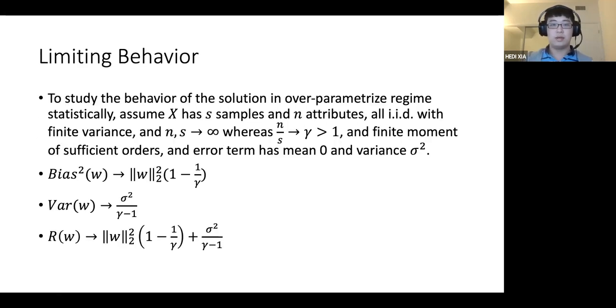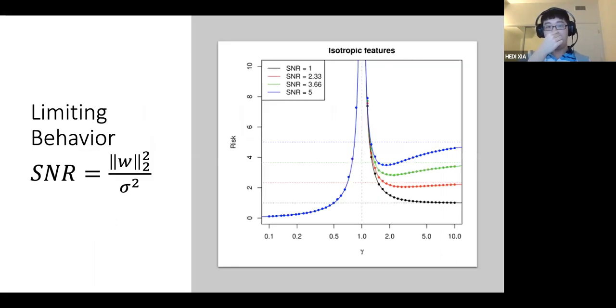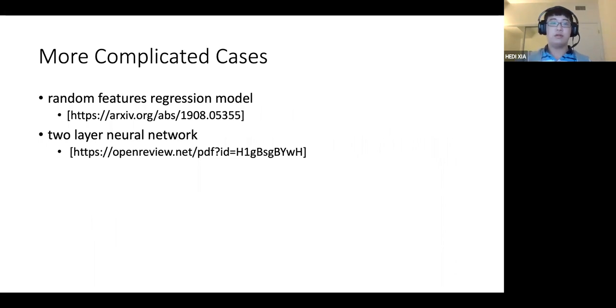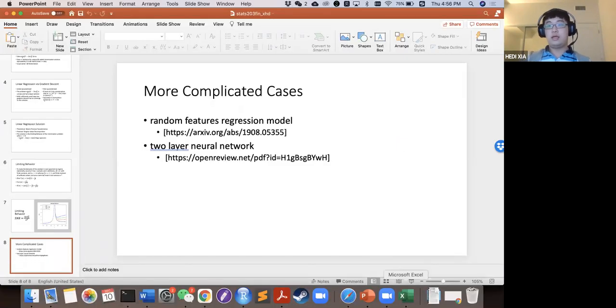Next slide, please. So when we have the limiting behavior, we have the bias and variance converging. And we have the statistical results about what happens when you have more data than parameters. So that's a limiting behavior, and that's a graph for that. I think that's it. If you want to look at the random feature models, the two-layer neural network ones, here are two links to it. And there will be more details in the paper I wrote.